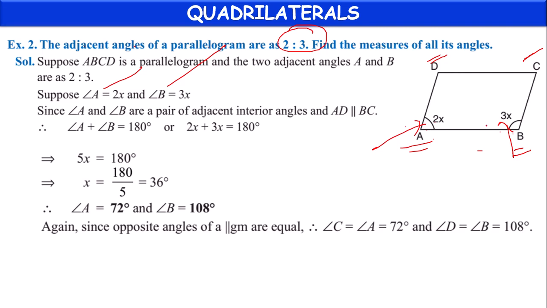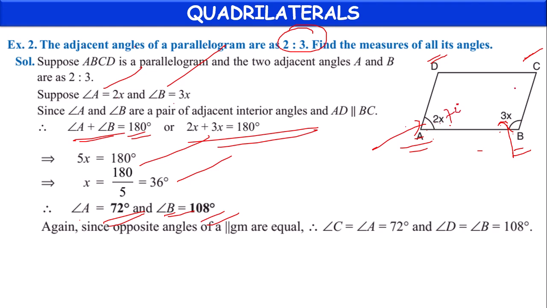So then these two, A and B, will become co-interior angles, which are supplementary. So A plus B is 180 degrees, 2x plus 3x is 180 degrees, 5x is 180 degrees, x is 36 degrees. A equal to 2x, 2 into 36, 72. B equal to 3x, 3 into 36, 108 degrees. If A is 72, then C also equals A. If 3x is 108, then D also equals 108. So C and D also we can find.